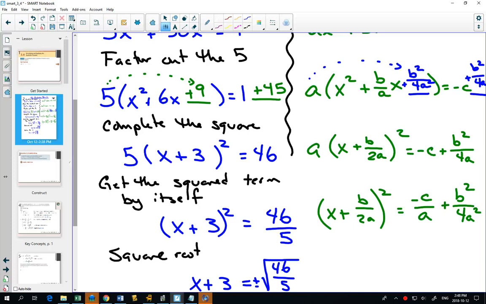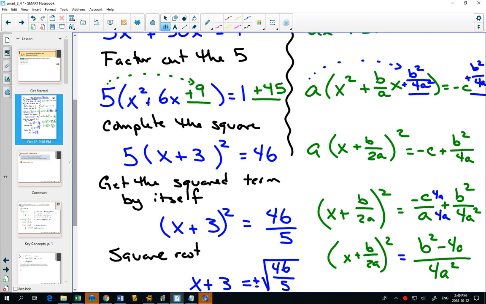We're going to take an extra step before I square root both sides, and I'm just going to add these fractions together. How do you add fractions? You need a common denominator. What would my common denominator be? 4a squared, so I need to multiply this one top and bottom by 4a. And then I would have a common denominator of 4a squared. And on the top, I'd have minus 4ac plus b squared. Are you okay if I write the b squared first and then the minus 4ac? Okay.